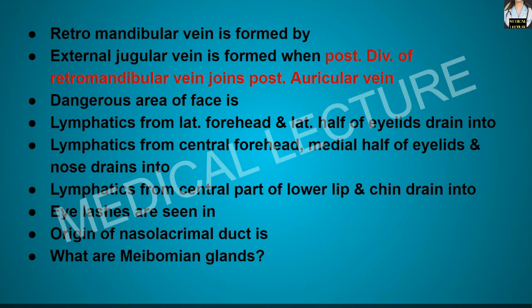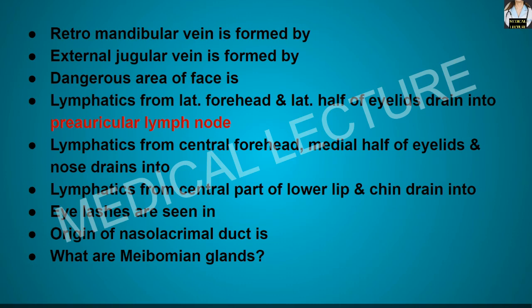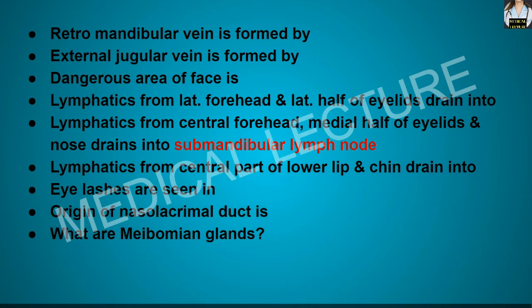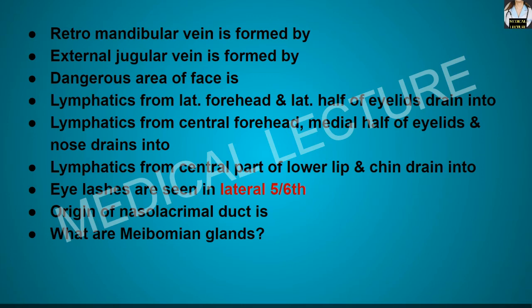Dangerous area of the face is the upper lip and the lower half of the nose. Lymphatics from the lateral forehead and the lateral half of the eyelids drain into the preauricular lymph node. Lymphatics from the central forehead, medial half of the eyelids, and the nose drain into the submandibular lymph nodes. Lymphatics from the central part of the lower lip and the chin drain into the submental lymph node. Eyelashes are seen in, remember, the lateral 5th, 6th part. Origin of the nasolacrimal duct is ectodermal.